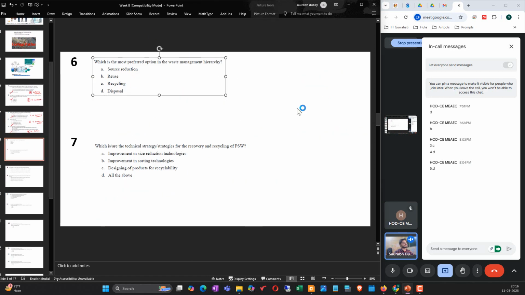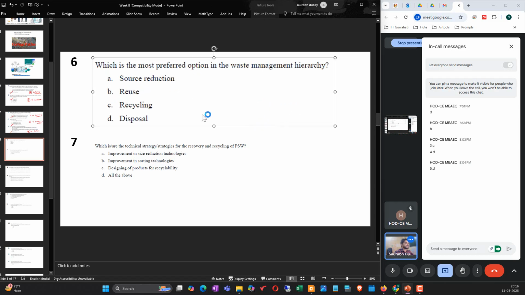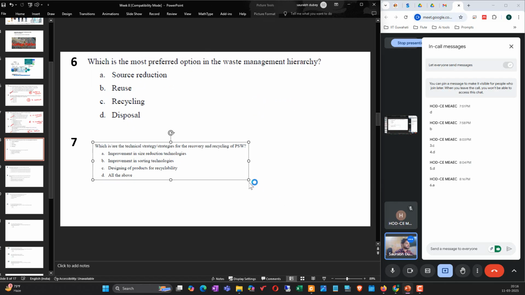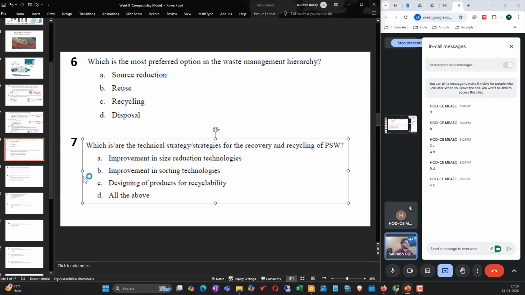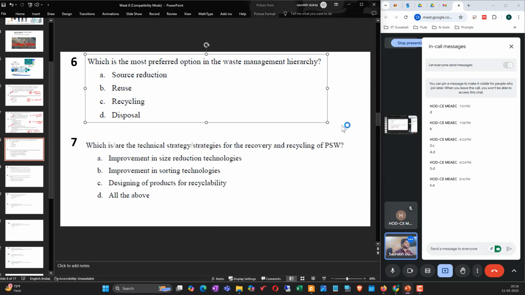Now the sixth question is this one: which is the most preferred option in the waste management hierarchy? Option A is source reduction, option B is reuse, option C is recycling, and option D is disposal. Please attempt.